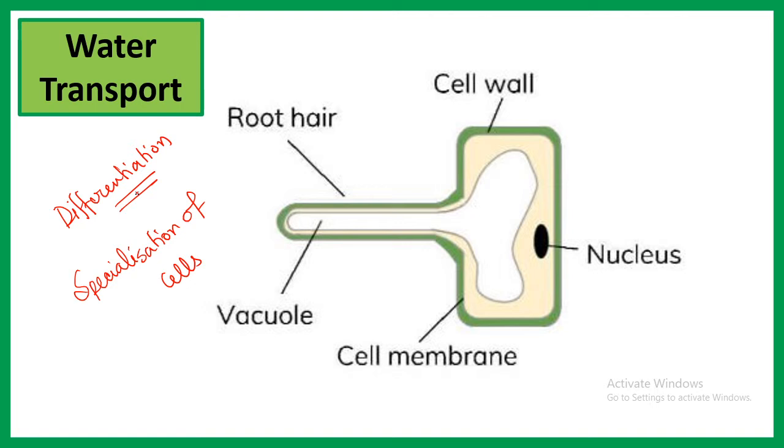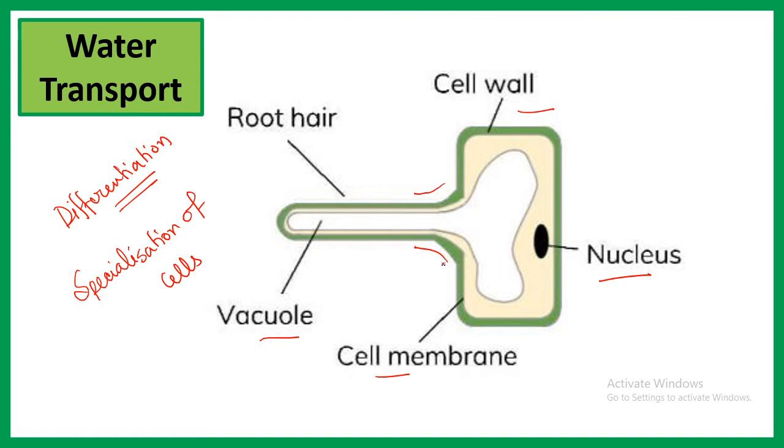Now, the root hair cells are also differentiated. Like any other plant cell, they have a nucleus, cell wall, cell membrane and vacuole. But one part of the cell has an evagination or protrusion. As you can see, this part is protruded out. This protrusion contains cell wall, cell membrane, part of the vacuole and some protoplasm in it, right? This elongation is known as your root hair.